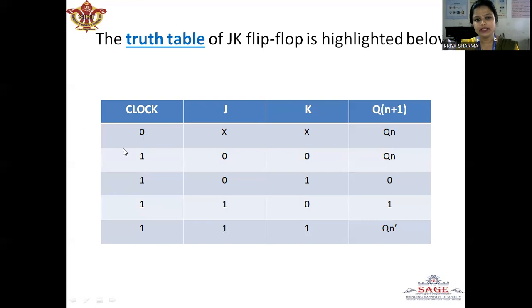This is the truth table of the JK flip-flop, in which the input condition J equal to K equal to 1, this one.